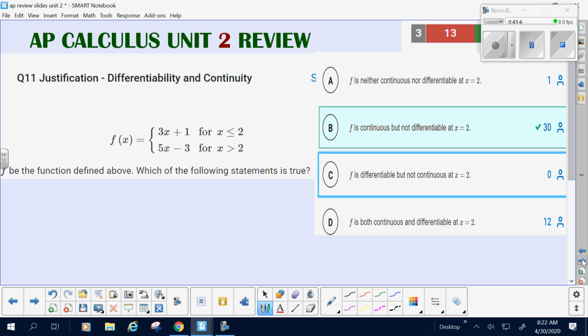All right. For this piecewise function, which must be true? They talk about continuity and differentiability. As far as continuity, I would say, is the limit from the left the same as the limit from the right? Well, as you approach 2 from the left, you get 7. The limit as x approaches 2 from the right uses this function, which is 7. So the limit exists.